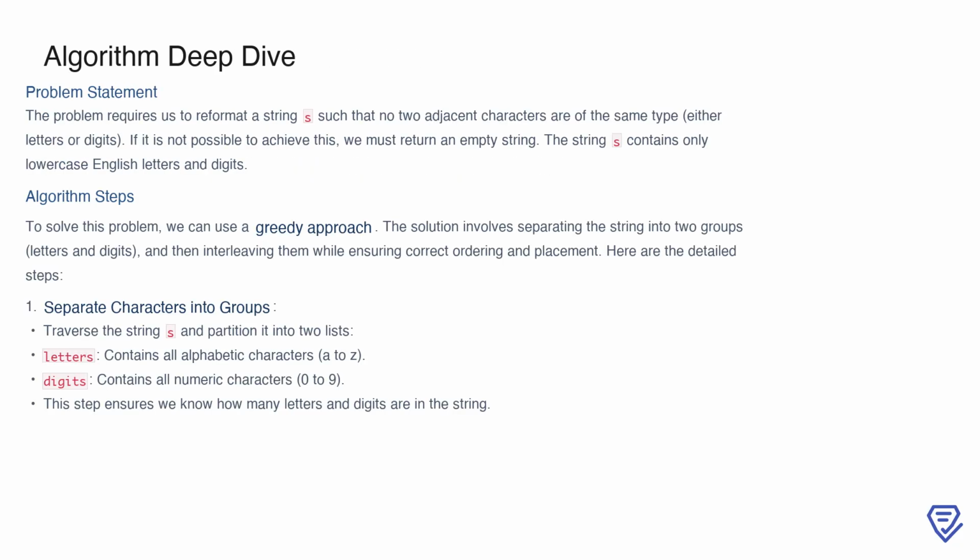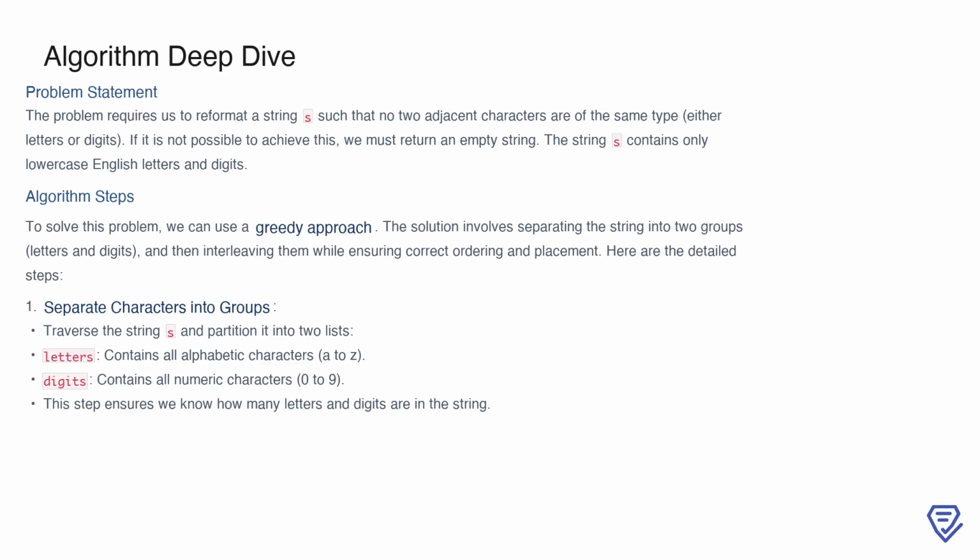In this problem, we are tasked with reformatting a string such that no two adjacent characters are of the same type, meaning no two letters or digits can appear next to each other. If this arrangement is not possible, we return an empty string. To solve this, we'll use a greedy algorithm.